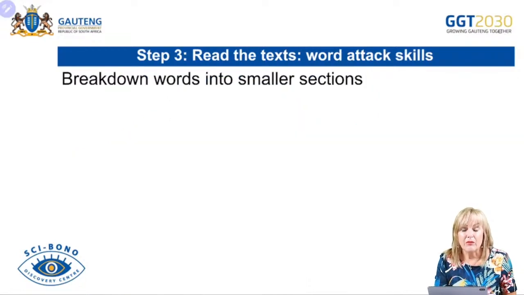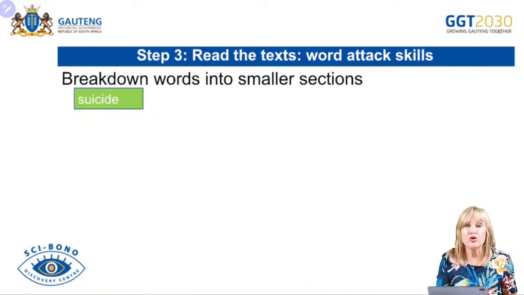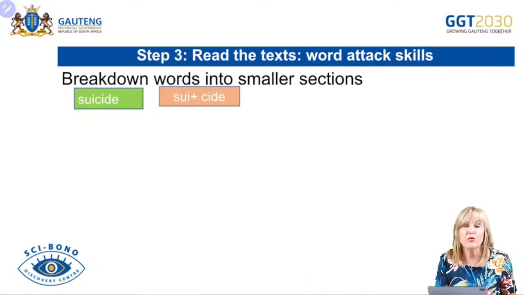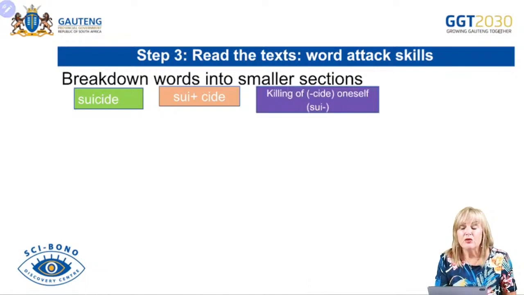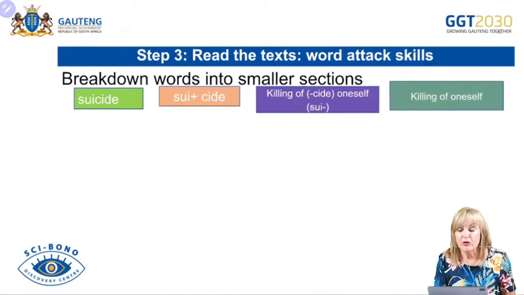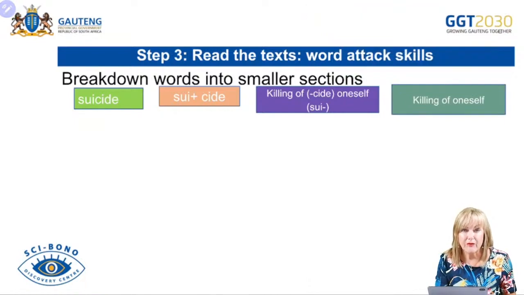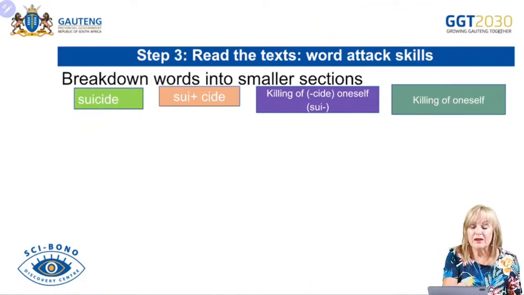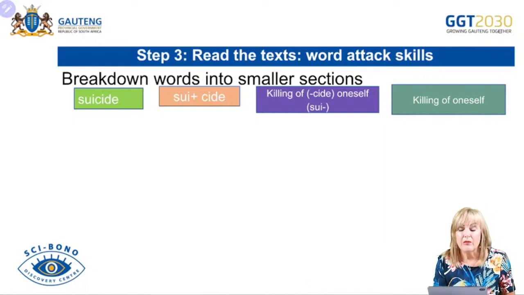So let's try to attack a word, to make understanding of the word. First of all, you break the word down into smaller sections. Let's look at the word suicide. I'm sure all of you know what the meaning of suicide is. Suicide is when you kill yourself, commit suicide, killing yourself. So you already know that cide must mean the killing, and sui will mean yourself.